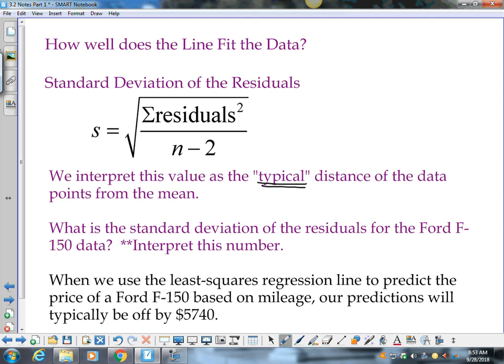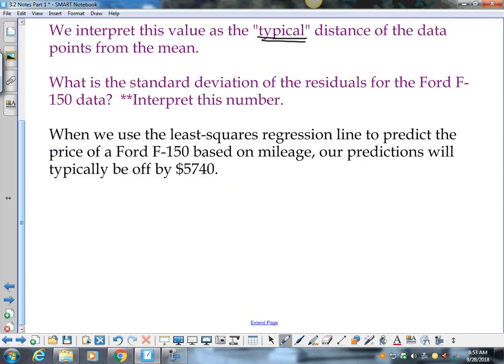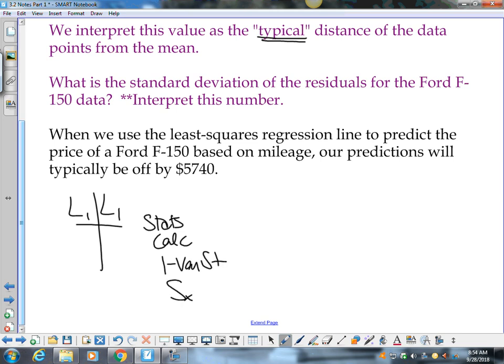So if we talk about the residual for the standard deviation results, if you have all your data in your L1 and L2 and you do all your stuff and then you go stat, calc, one variable stat, and then you go down and find your S sub x, you're going to see that it's 5,740. So here's your sentence. You have to start with the fact that you're using a least squares regression line and what information is going into your least squares regression line.